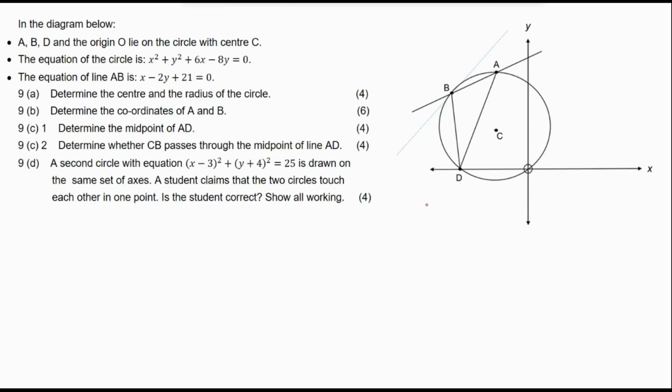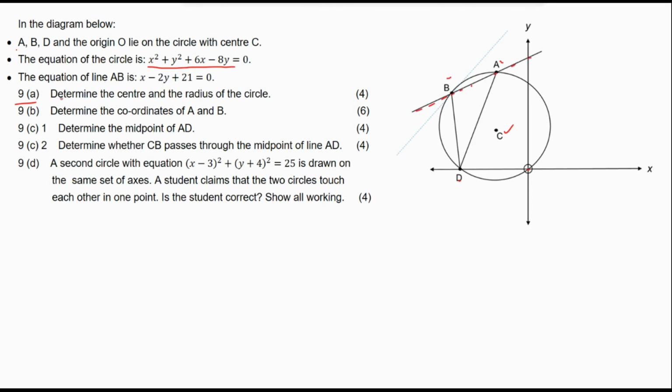Hello, smart mathematicians. Let's do question 9a. In the diagram alongside, A, B, D, and the origin lie on the circle with center C. The equation of the circle is x squared plus y squared plus 6x minus 8y is equal to 0. And the equation of the line AB is x minus 2y plus 21 is equal to 0.